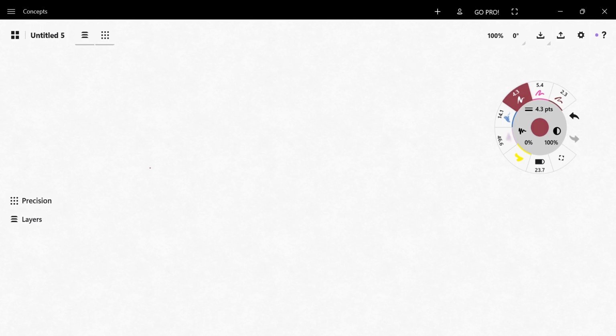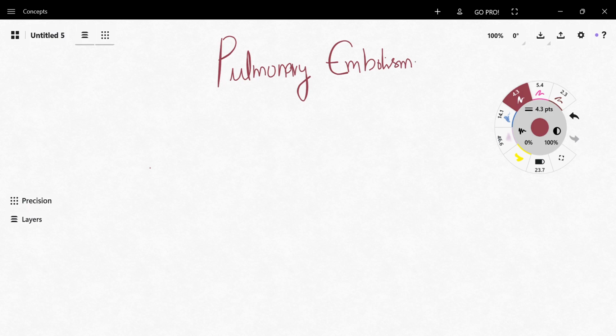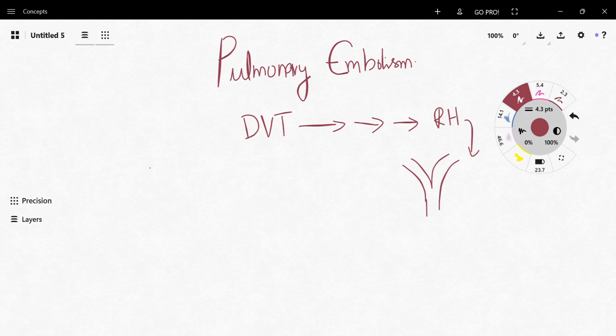Today we're going to be talking about pulmonary embolism. Okay, so let's start with what is a pulmonary embolus. It's usually a thrombus in one of the deep veins of the leg that travels up and goes to the right heart, and then gets lodged in one of the branches of the pulmonary artery, either proximally or distally, right?